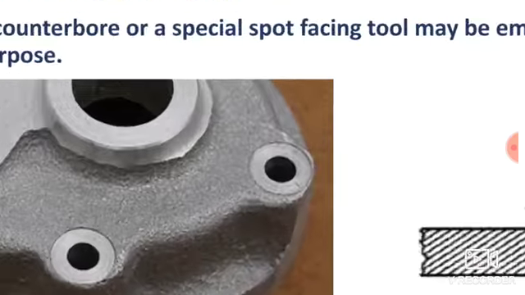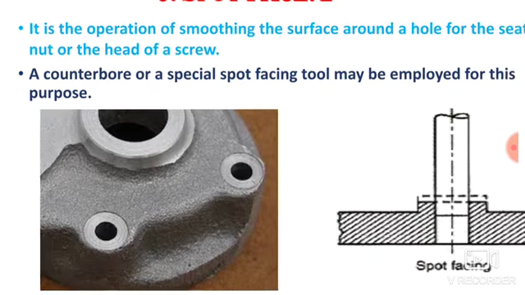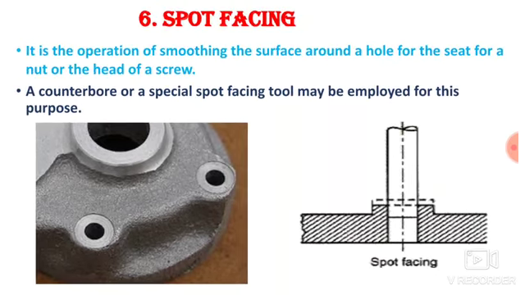So here you can easily place a washer, or it is nothing but a seat for the nut or the head of the screw. Okay, and for this purpose either you can use a counter bore tool. So here I have used a counter bore tool for a spot facing operation, or you can use a special spot facing tool for the spot facing purpose.